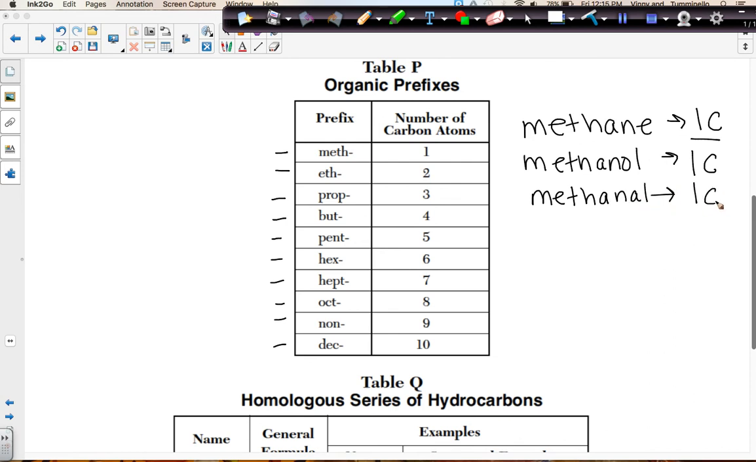And methanal all have 1 carbon. The endings tell us that they are different types of compounds, but the prefix meth means 1 carbon for all of them.